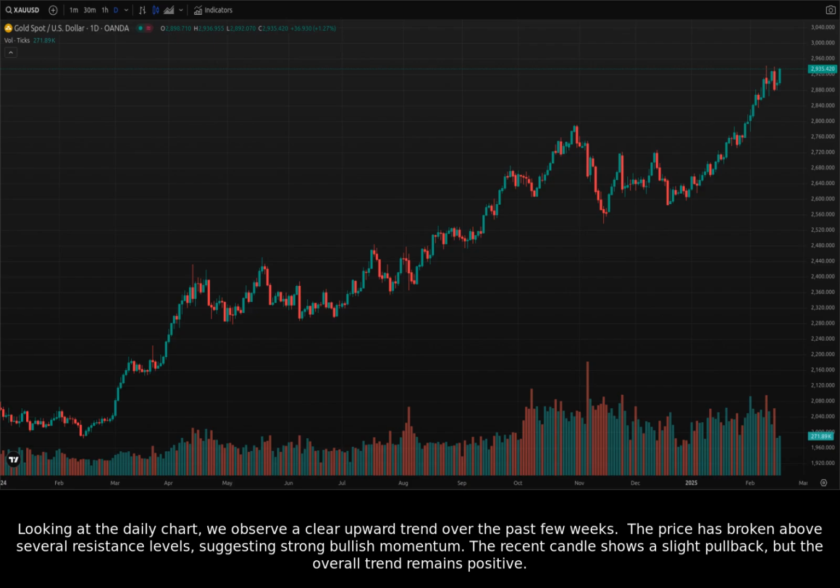Looking at the daily chart, we observe a clear upward trend over the past few weeks. The price has broken above several resistance levels, suggesting strong bullish momentum. The recent candle shows a slight pullback, but the overall trend remains positive.